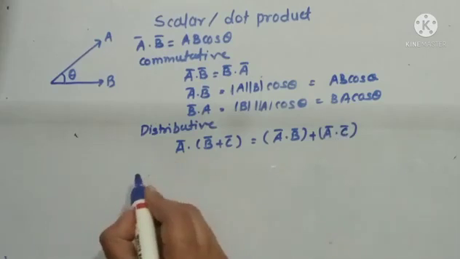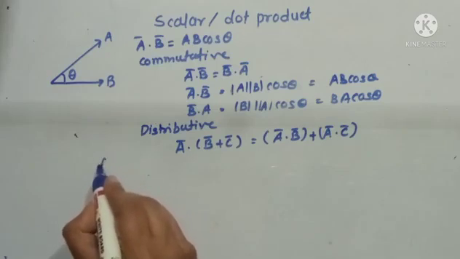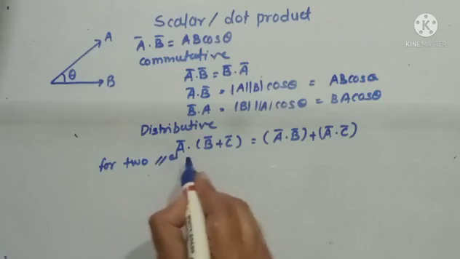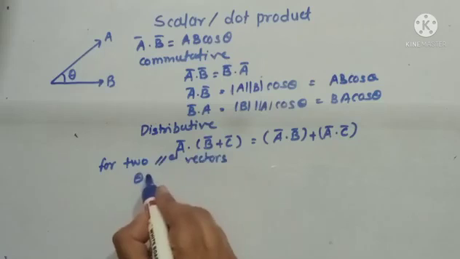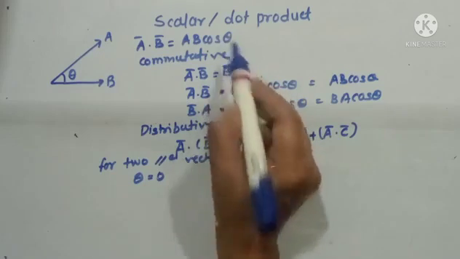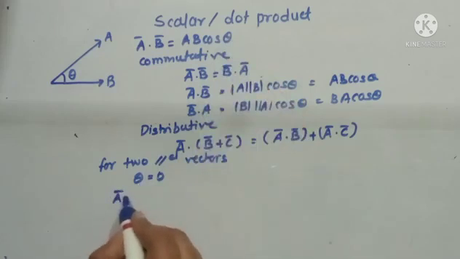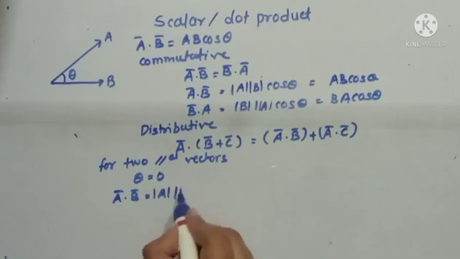Now if there are two vectors which are parallel to each other, for two parallel vectors, the angle between them will be 0. We know that cos 0 is equal to 1. So for parallel vectors, A dot B will be equal to A into B, the product of the magnitudes of the vectors.